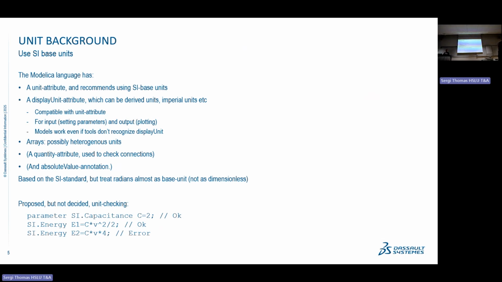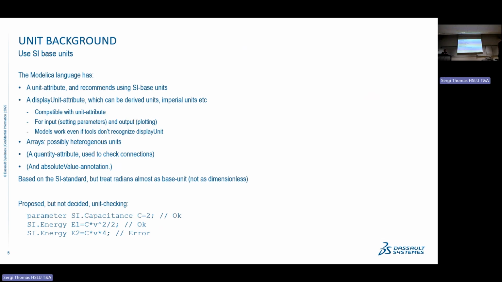And then you have arrays in Modelica, and there we have one complication, which is that the array elements can have different units. So if you have a state space controller or a filter, then it's quite normal that you have different units for the different elements. That's something to consider. And then we have the quantity attribute and absolute value. I will not go into them. And what you do is based on the SI standard, but radians is almost treated as a base unit. And that's also seen in the FMI standard, where we have the 7 base units and radians.